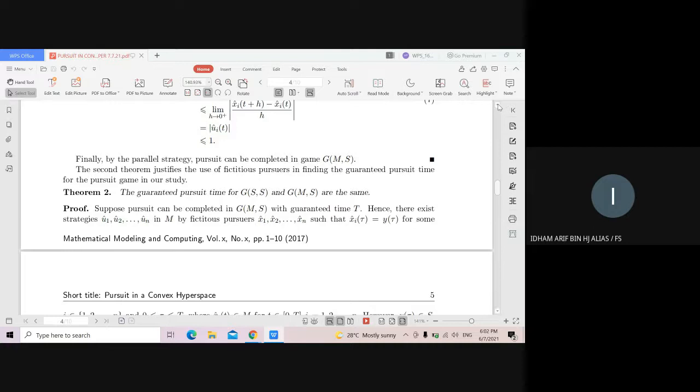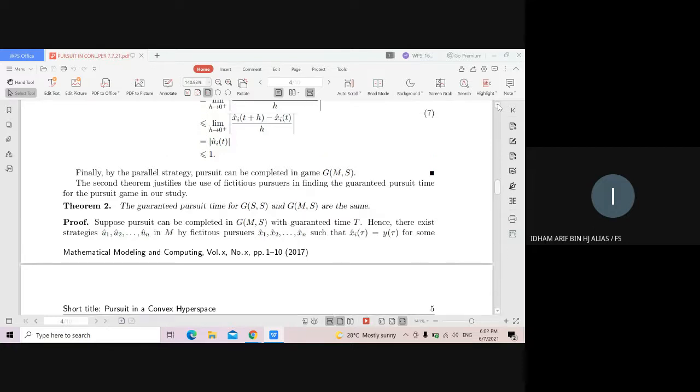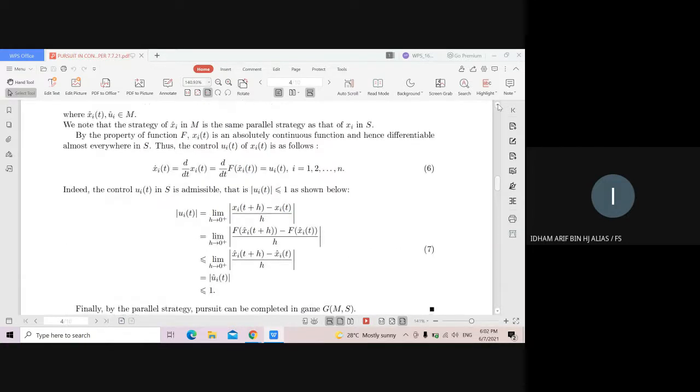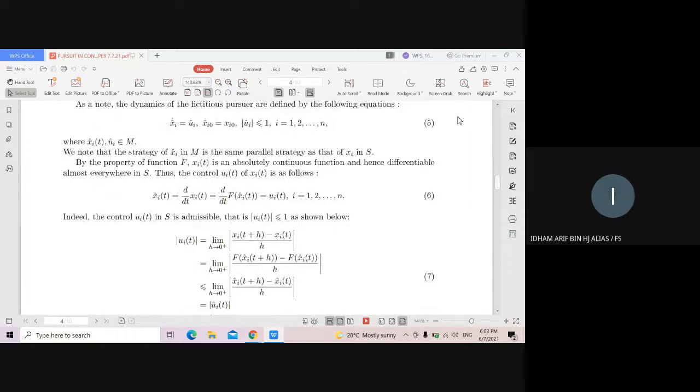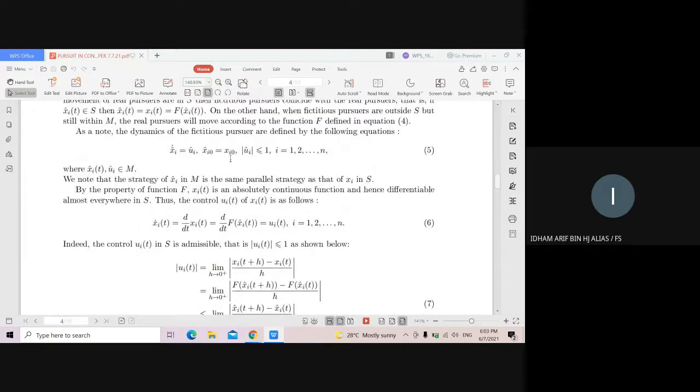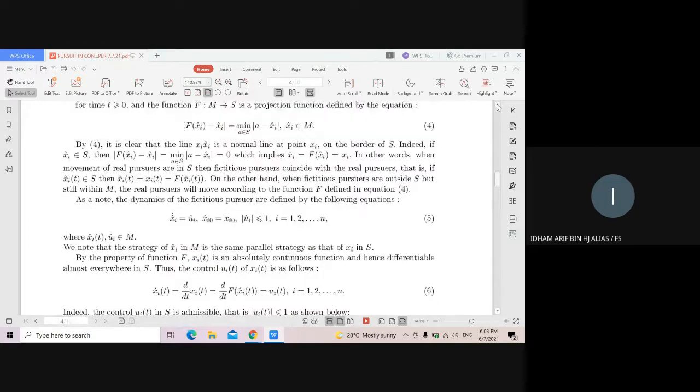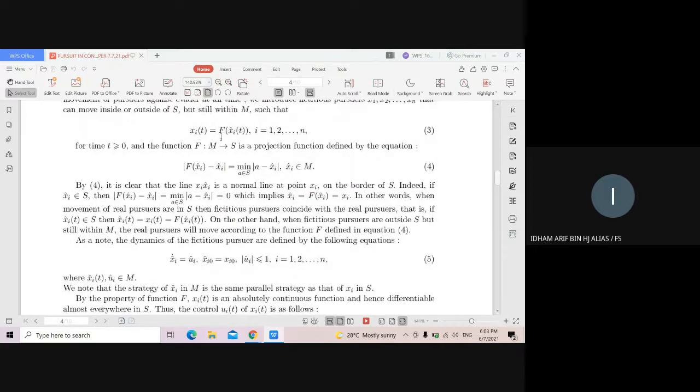So in order to achieve these two results, we use the concept of fictitious pursuers, where the movement of fictitious pursuers are described by equation number 5. And the link between the real pursuers and the fictitious pursuers are given by equation number 3 and described by equation number 4.